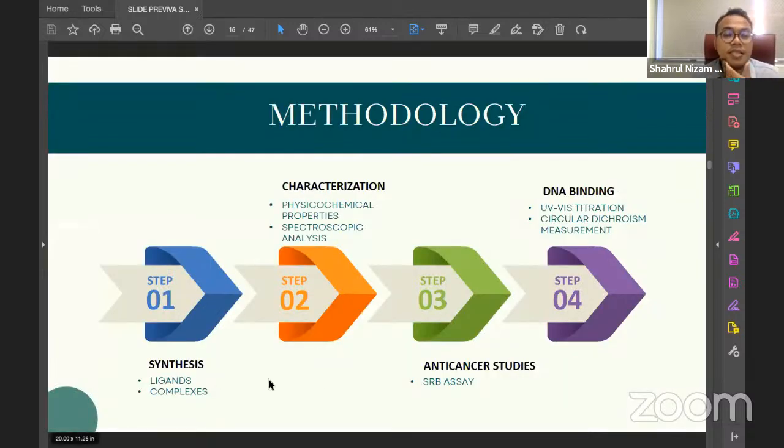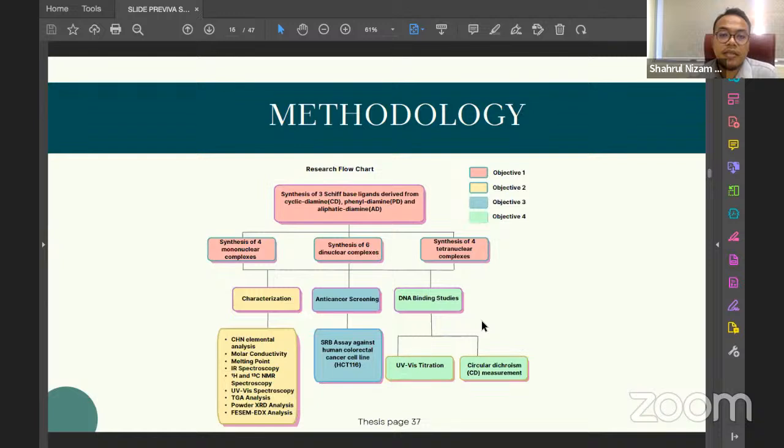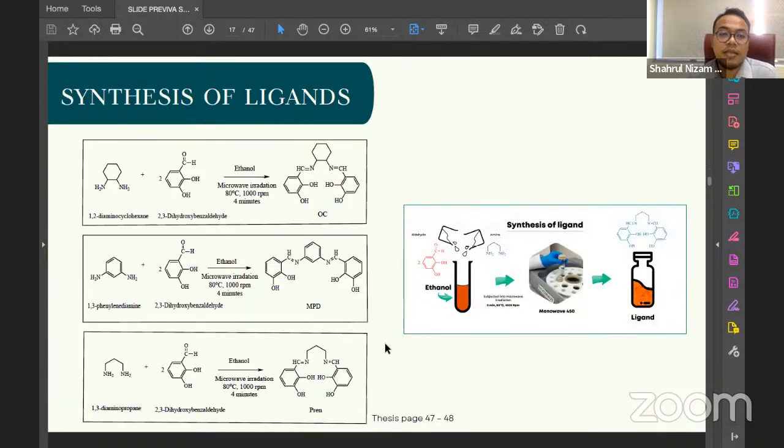Methodology, we have synthesis of ligands, as I said, physicochemical properties, spectroscopic analysis, anticancer studies, and DNA binding. Okay, these are the objectives of our study. This is the synthesis. I've shown you the synthesis before this, am I right? So this is the microwave that we use. This is known as Monowave 450.